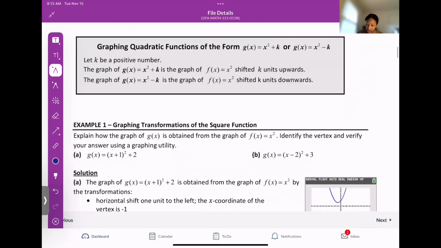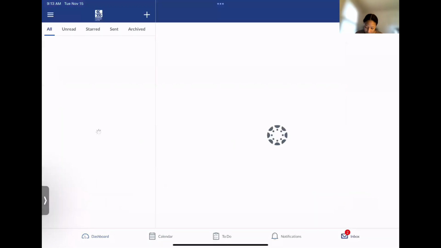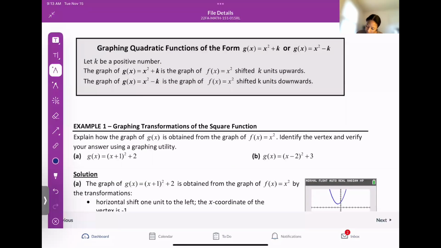Next, transformations, shifting up or down. These are the easiest ones. If you want to shift your graph up or down, instead of adding or subtracting a number just to the x, you add it to the entire x squared function. So if you have x squared plus k, that moves up k units, x squared minus k moves down k units. So something like x squared plus 3 is up 3 units. And x squared minus 5 is down 5 units.